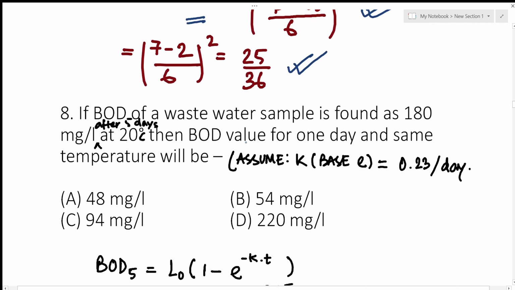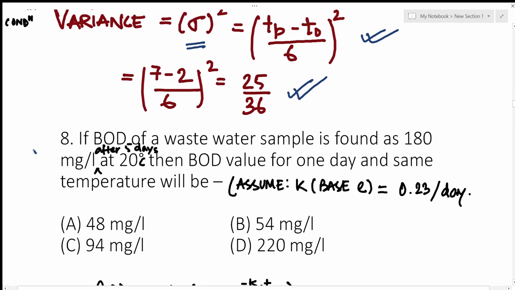Next question, if BOD of a wastewater sample is found as 180 milligram per liter after 5 days at 20 degrees centigrade, then BOD value for 1 day at the same temperature will be.